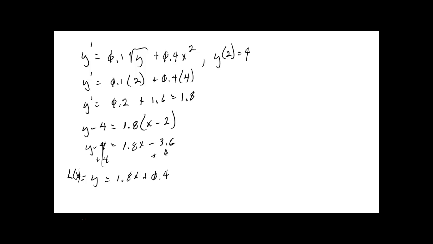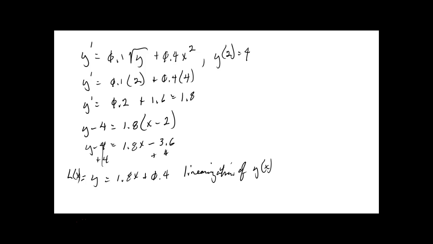This is called the linearization of y of x at the point when x is equal to 2, or at the point (2, 4). Okay. Now, that's all we got. We don't have a solution.